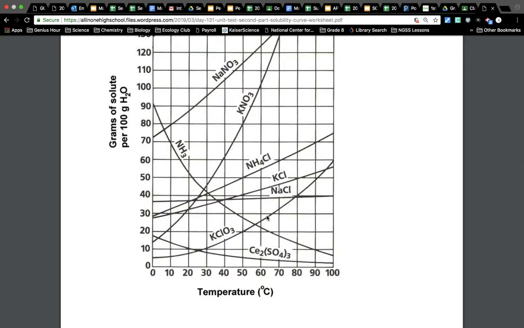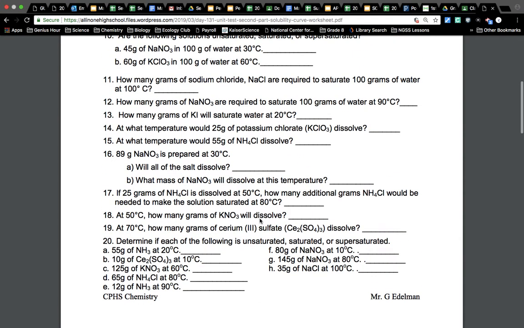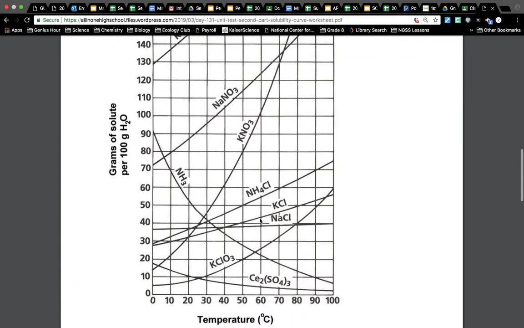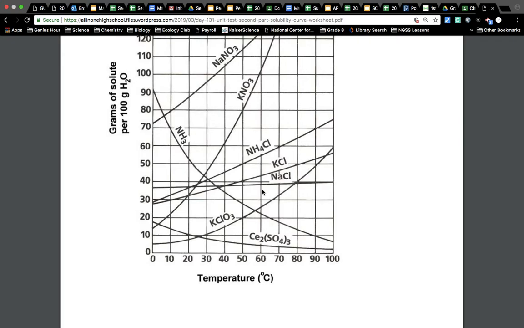60 grams of potassium chlorate. Here it is, 60 grams. What was that? 60 degrees Celsius. Potassium chlorate, so it looks like that can hold about 25 grams at that temperature, but it says 60 grams, so that one would be way above the line, so that would be supersaturated.